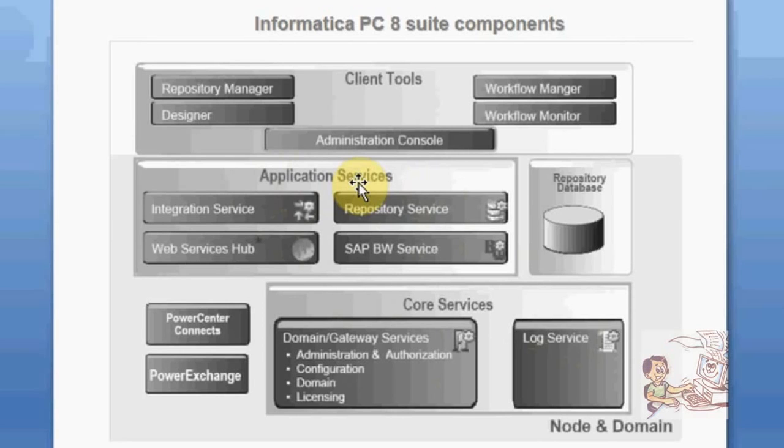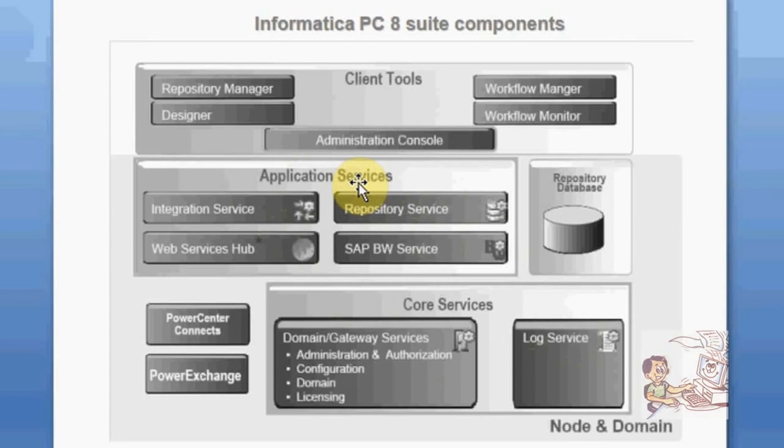The repository service contains its own repository database. Each and every repository contains its own repository database. We use the repository database to store metadata information, user related privileges and group related privileges, imported sources, target connections, mappings, and sessions. Every piece of metadata information is stored in the repository database. After that, we create integration services.